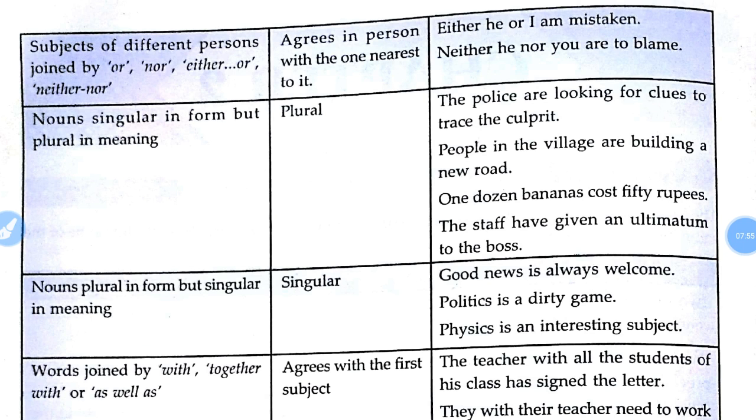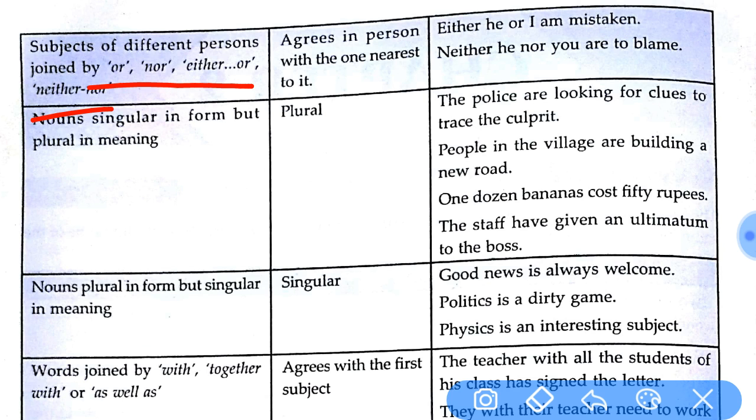Subjects of different persons joined by or, nor, either, neither agree in person with the nearest one to it. So which one comes according to that? See, either he or I am. If it is I, then am. If it is she, then is. So it is according to the subject that is lying near to the verb.